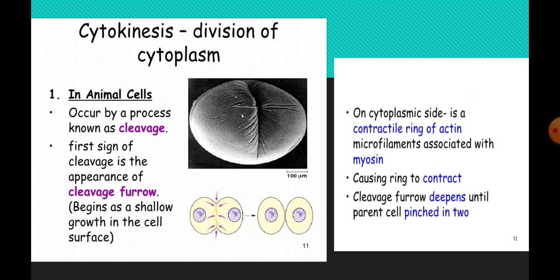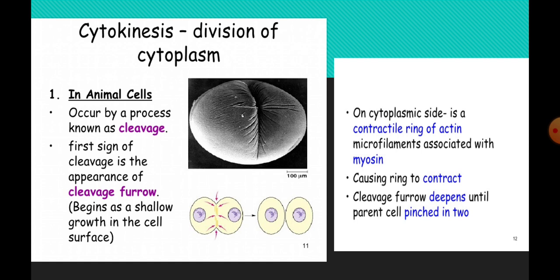Cytokinesis. Cyto means cell. Kinesis is for division. Cytokinesis actually means division of the cytoplasm. And this division of cytoplasm, or cytokinesis, occurs in different ways in animal cells and in plant cells. In animal cells, it occurs by a process known as cleavage. Cleavage means actually division, right?